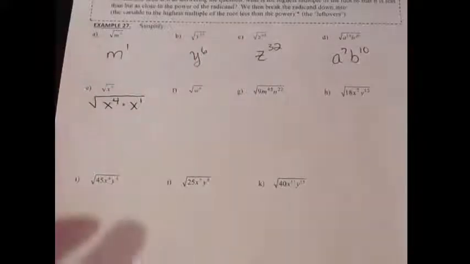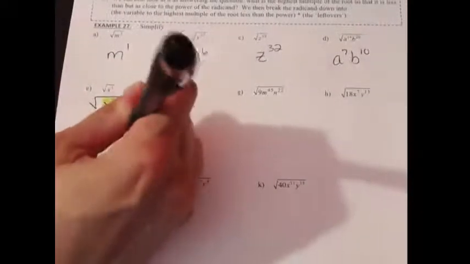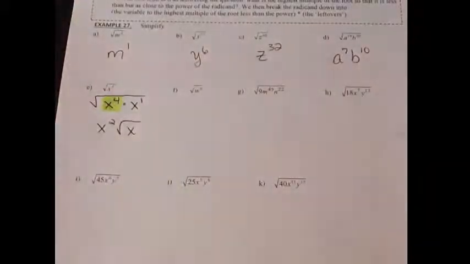I'm going to highlight my perfect square factor. The square root of x to the 4th is just x to the 2nd power, but I still have a square root of x to the 1st, so I'm going to leave that. And that is how you break it down.